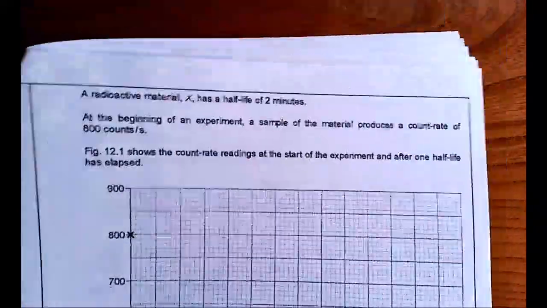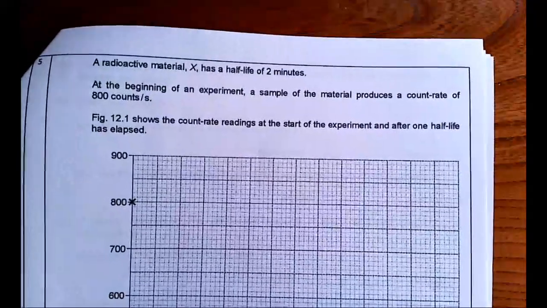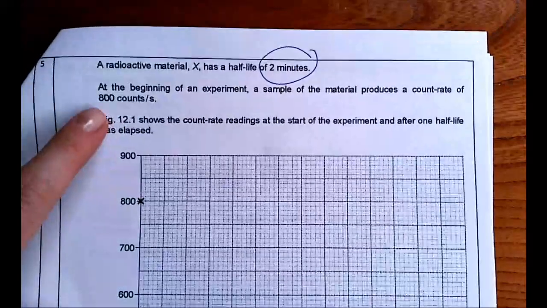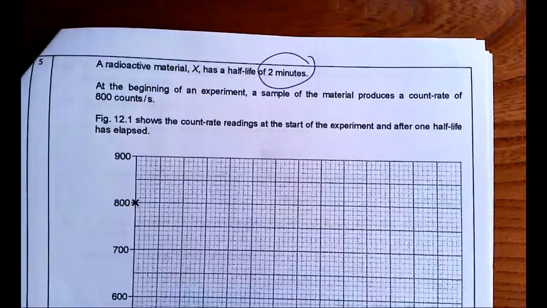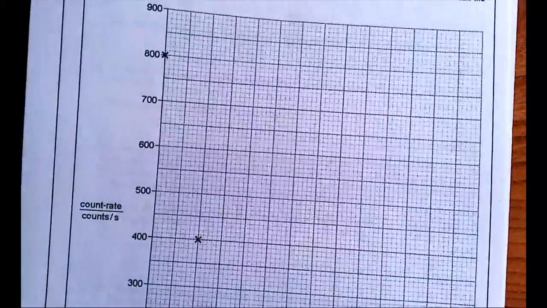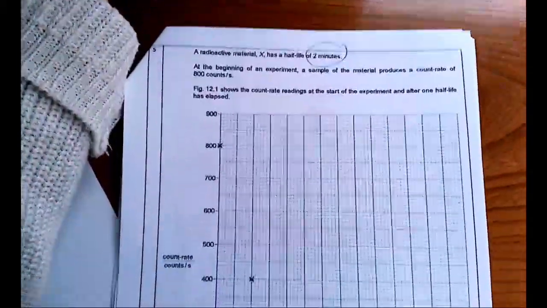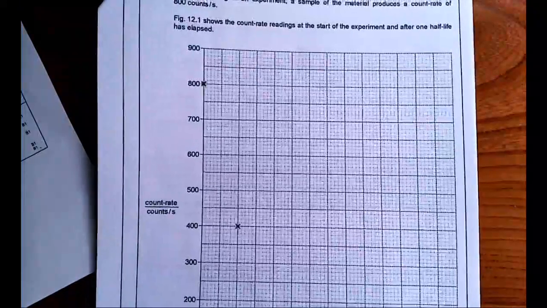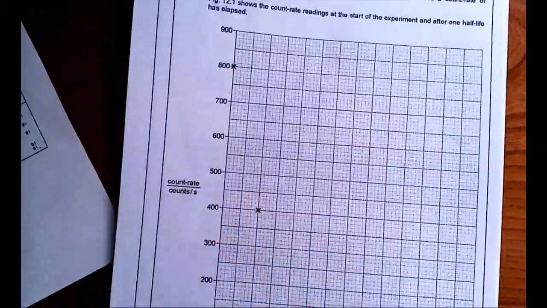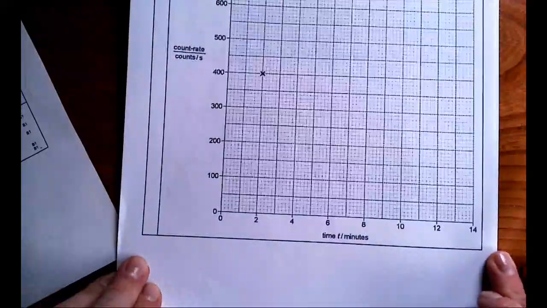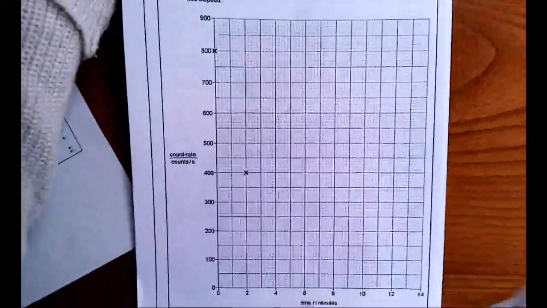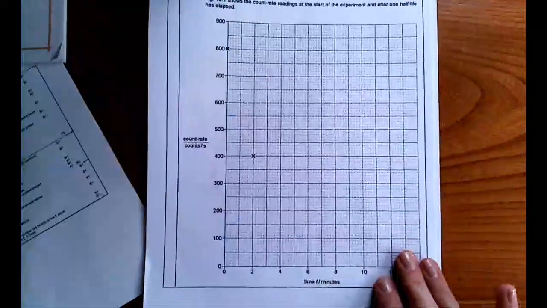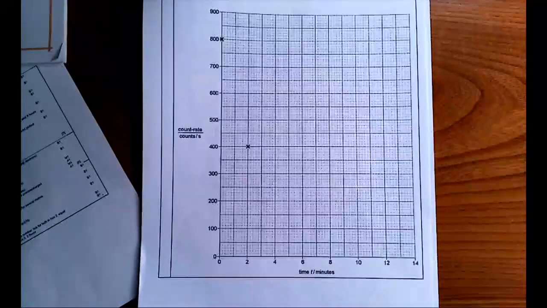Okay, so we have a radioactive material X with a half-life of 2 minutes. At the beginning of the experiment, the count rate is 800 counts per second. And then we're given, let me zoom out, sorry, the count rate readings at the start of the experiment and after 1 half-life. So we can see that 800 reduces to 400 in 2 minutes. Let's zoom out a little bit more so we can get the whole graph in, hopefully. There we go, that'll do.